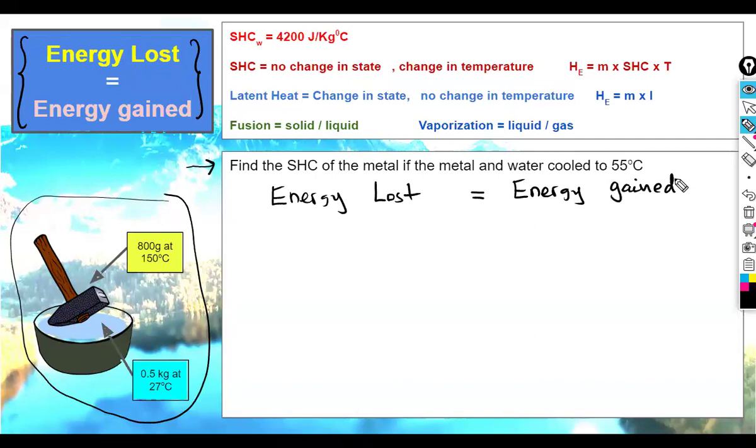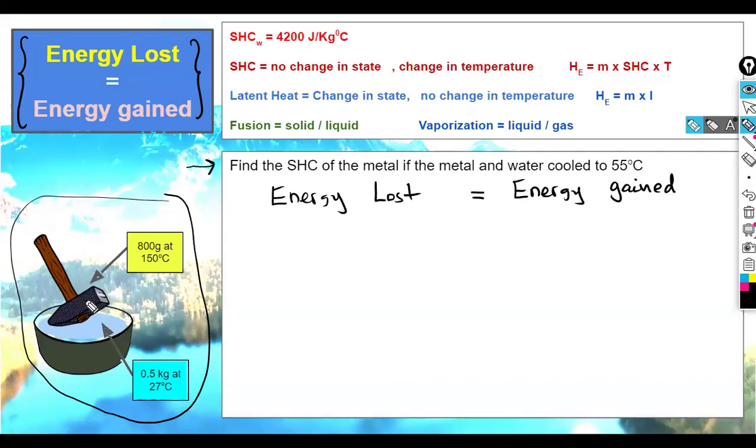Who is losing energy here? Is the metal losing energy, or is it the water losing energy? In situations like this, one item has to be losing energy, and the other one is always gaining energy, always. But the energy at the beginning and the end will be equal to each other.